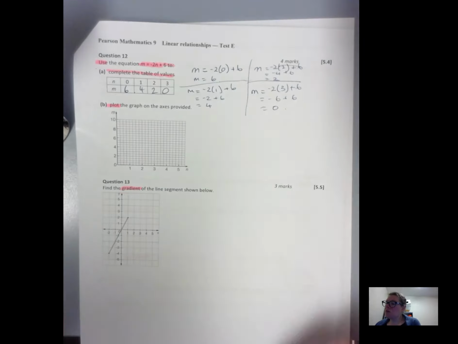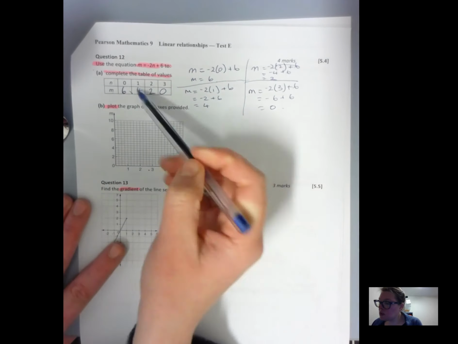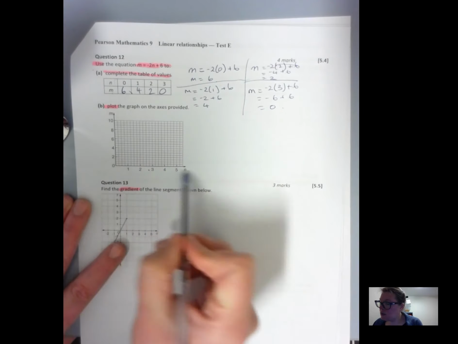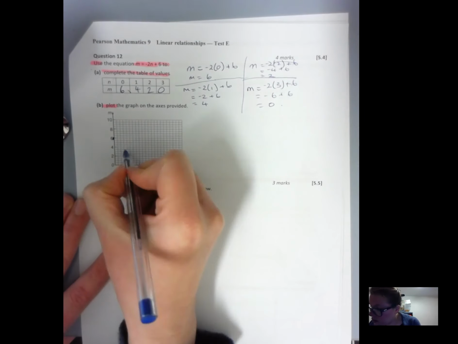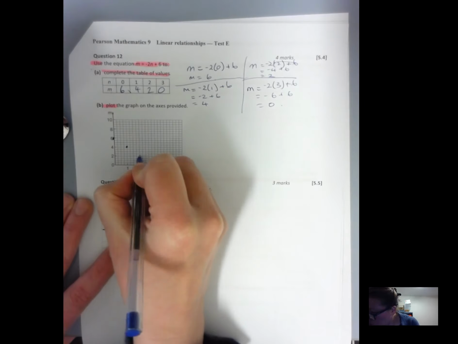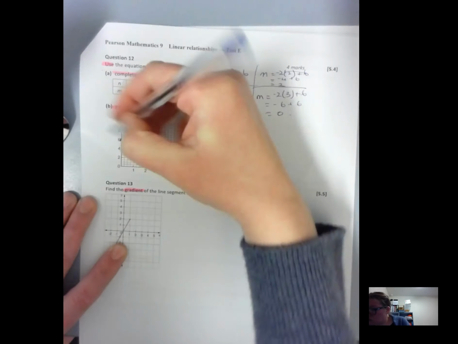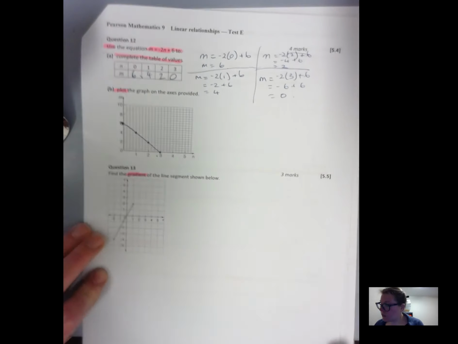Then the next step of it is to use these points here to plot. So our starting point, when n is equal to 0, m is equal to 6, then 4, 2, 0, and use a ruler to join them up. You will need a ruler for this test.